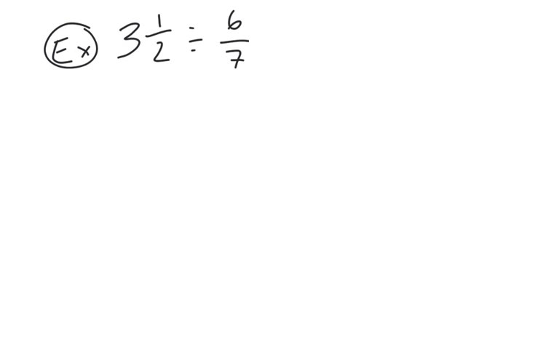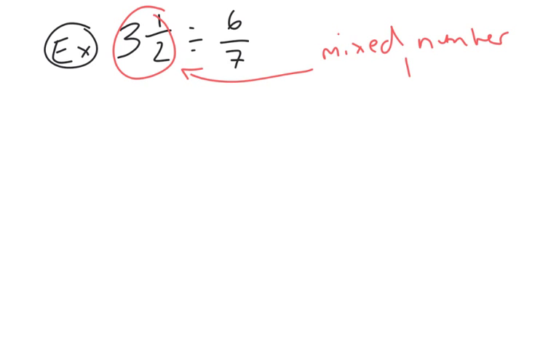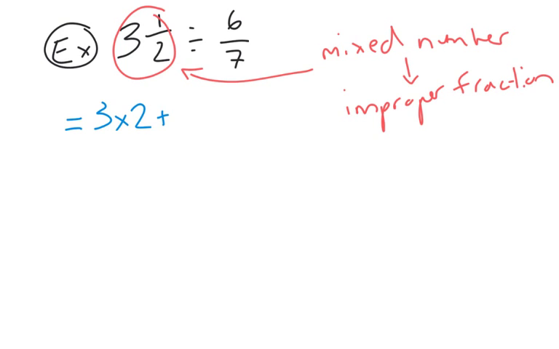In our next example, we're going to look at 3 and 1 over 2 divided by 6 over 7. First off, you should notice that 3 and 1 over 2 is a mixed number. As we've done in previous lessons, you want to convert this mixed number into an improper fraction before we do anything else. It will make life a lot easier. So what we're going to do is we're going to take 3, multiply it by 2, and then add 1. The denominator stays the same, as well as the divide by 6 over 7. We're not going to touch it yet.